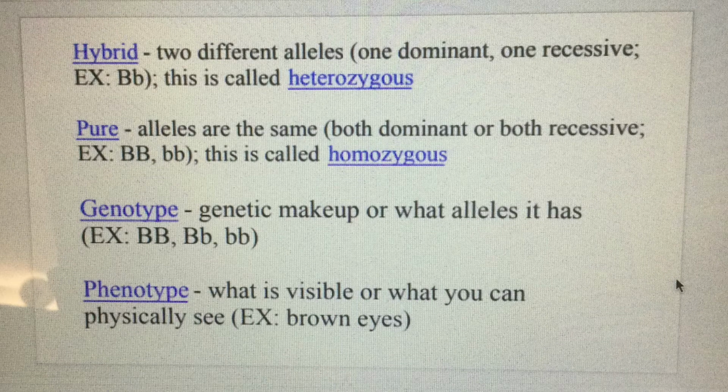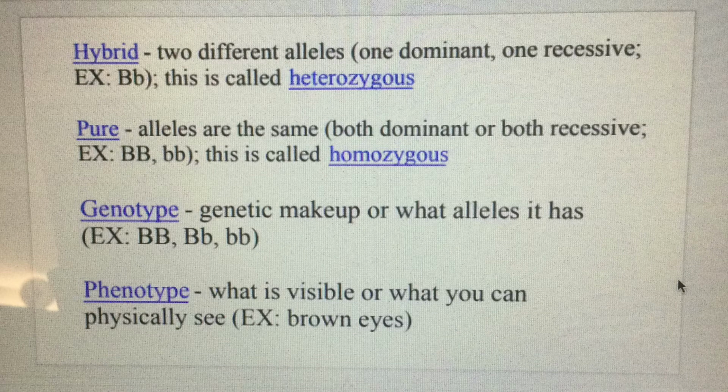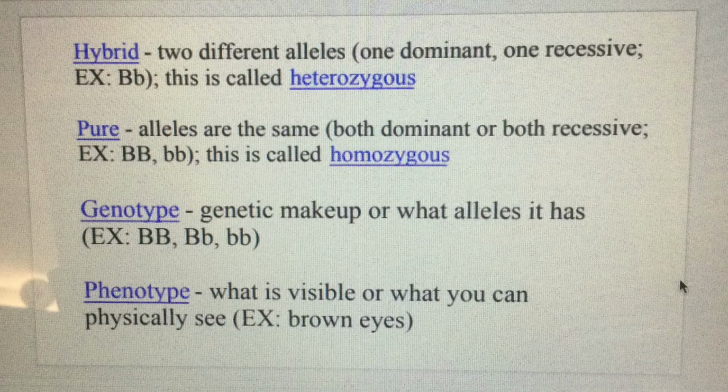Now, if the alleles you get from your mom and your dad are both the same, those are called pure. Both are dominant or both are recessive. As you can see in the example, both uppercase or both lowercase. This is called homozygous. Two different words, genotype and phenotype.